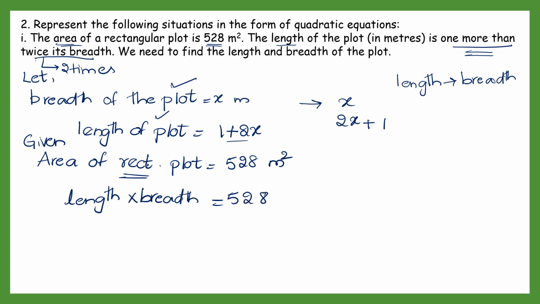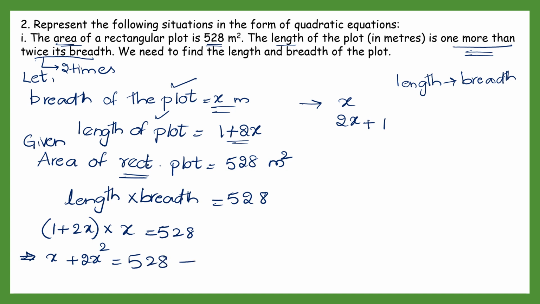Length is what? 1 plus 2x. 1 plus 2x into breadth is what? x. This is equal to 528. So x into 1 is x, plus 2 into 1 is 2, x into x is x square, is equal to 528. So if 528 goes to the left side, what will we get? x plus 2x square minus 528.